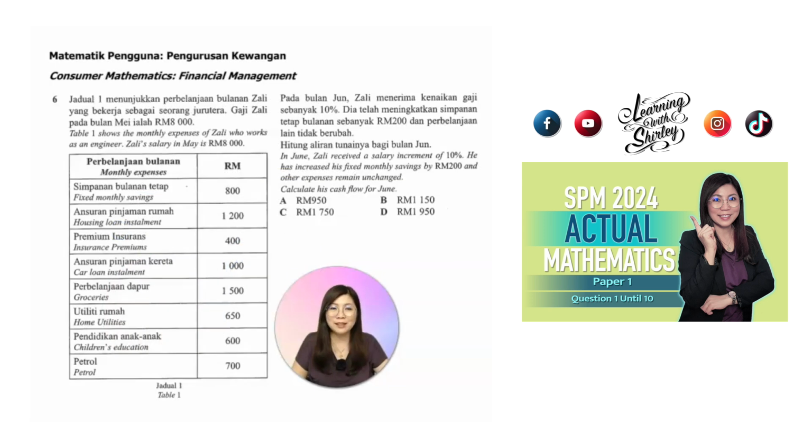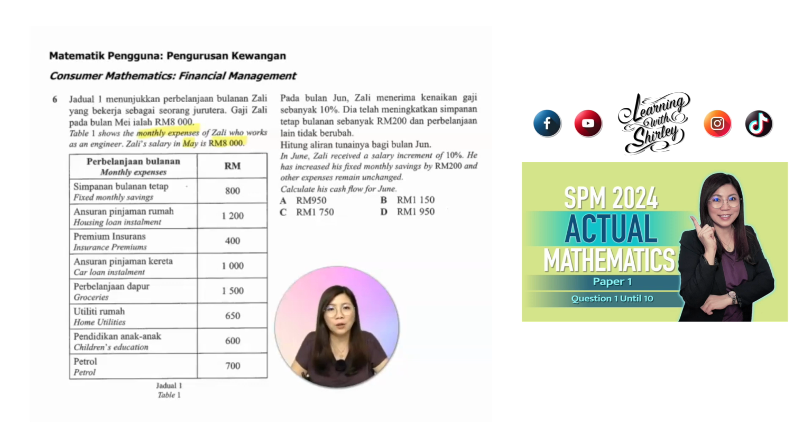Let's look at question number 6. So this is on consumer mathematics, financial management. So let's read the question. Table 1 shows the monthly expenses of Zali, who works as an engineer. Zali's salary in May is 8,000 ringgit. So in May, fixed monthly savings. So this is the savings that he puts into the bank.